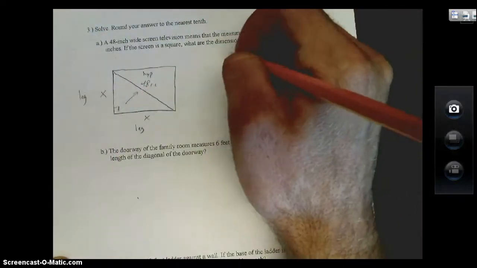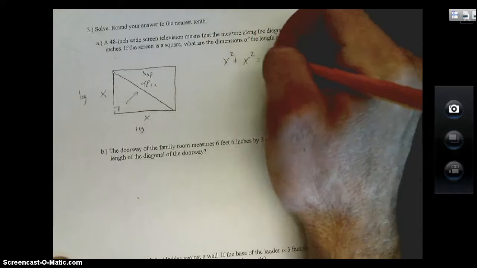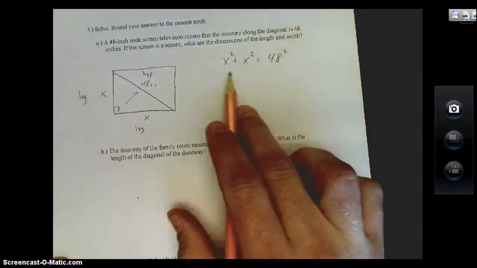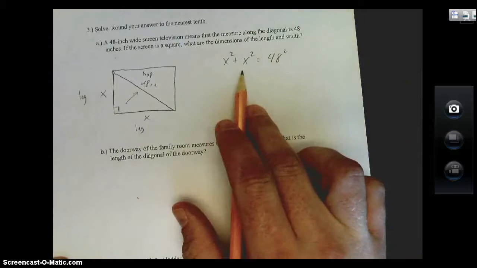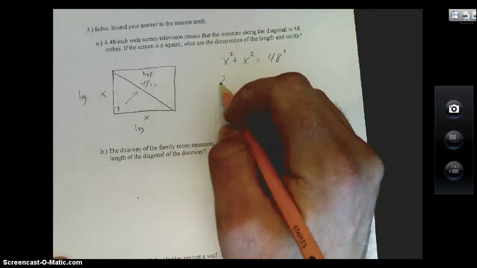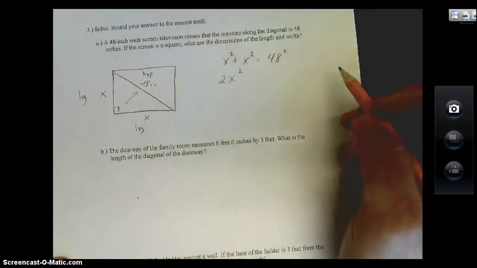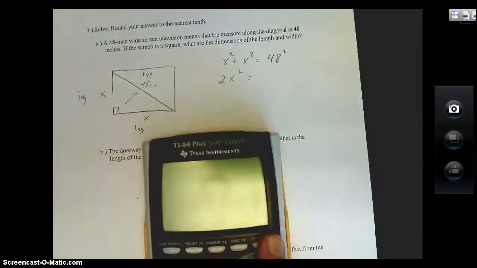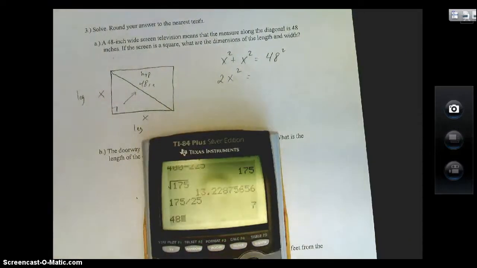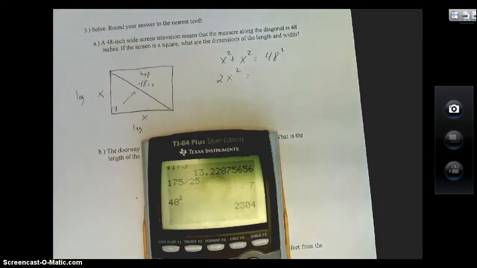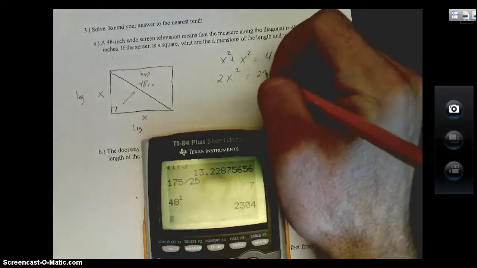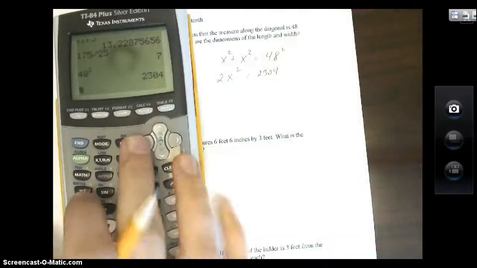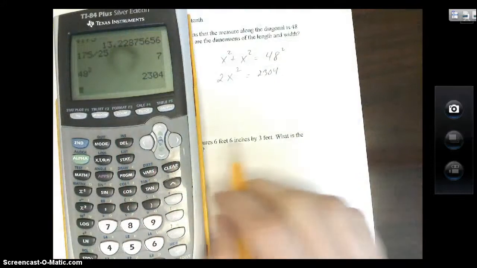So we got x squared plus x squared equals 48 squared. All right, now, x squared plus x squared. How many x squareds do you have? I have 2 of them. I have 2 x squareds. Okay? Now 48 squared, I'm going to bring back my calculator for a second. Gives me 2,304.